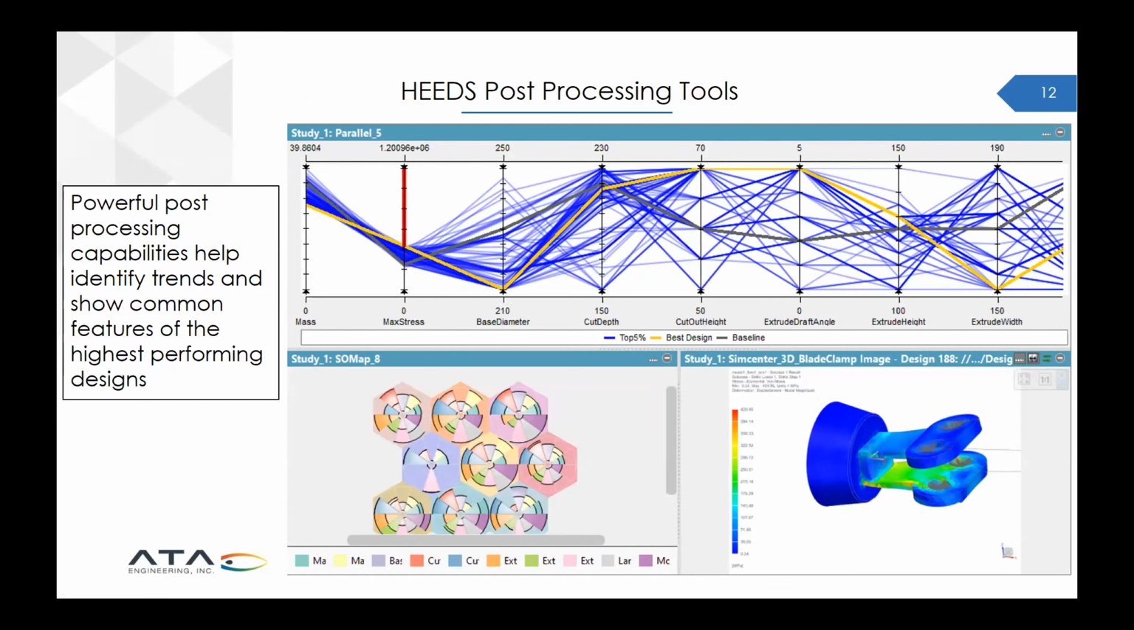Along with the optimization algorithm, HEEDS provides very powerful post-processing tools. Here you can set up this kind of layout, which can help an analyst identify trends and show common features of the highest performing designs. So this up here is called a parallel plot. I'll describe that a little bit later. This is a self-organizing map. It shows where the different populations of evaluations lie in relation to one another, and then you can display a plot of the current result. This happens to be our best case design.